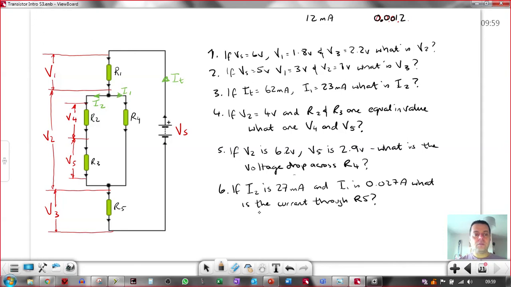Bear in mind, always watch your units for multipliers. It's like kilograms, 1,000 grams. Milliamps, 1,000th of an amp. Right, okie dokie. So, all the best with that.